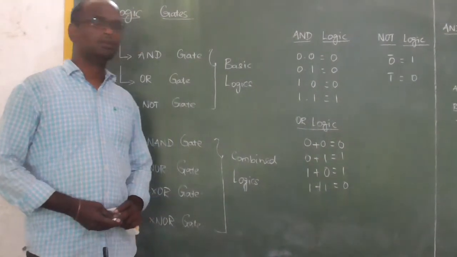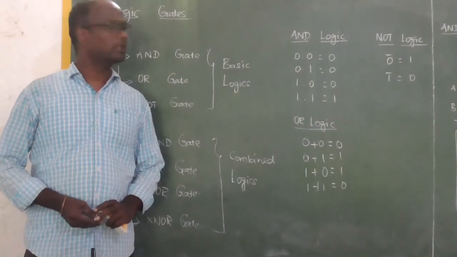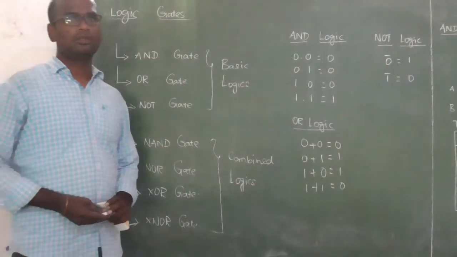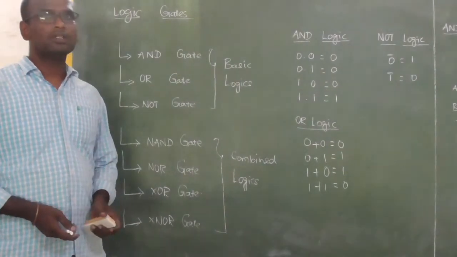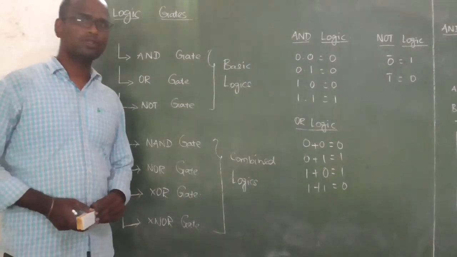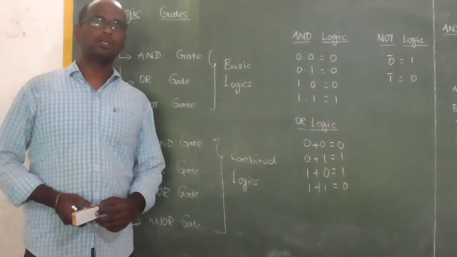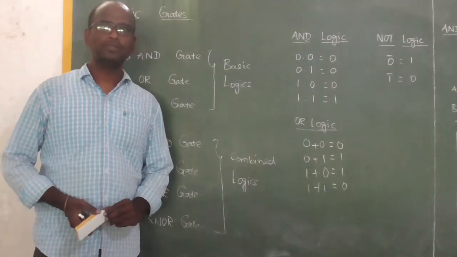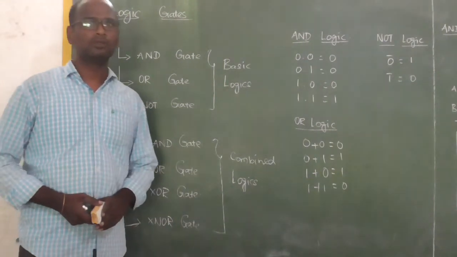Hi friends, in digital electronics, our next topic will be logic gates. What are logic gates? Logic gates are the electronic circuits which are used to satisfy the logical expressions, logical equations, and logical theorems proposed by Boolean algebra.